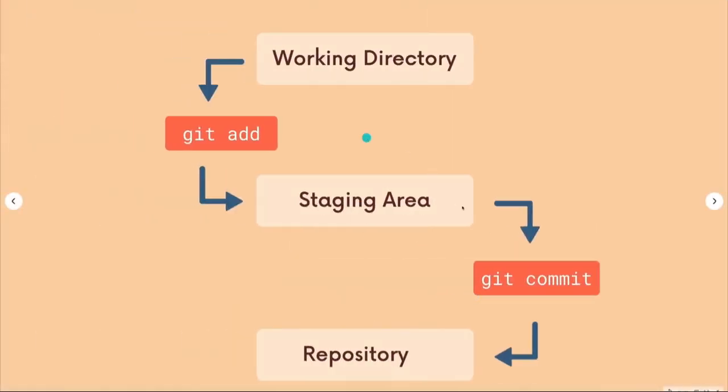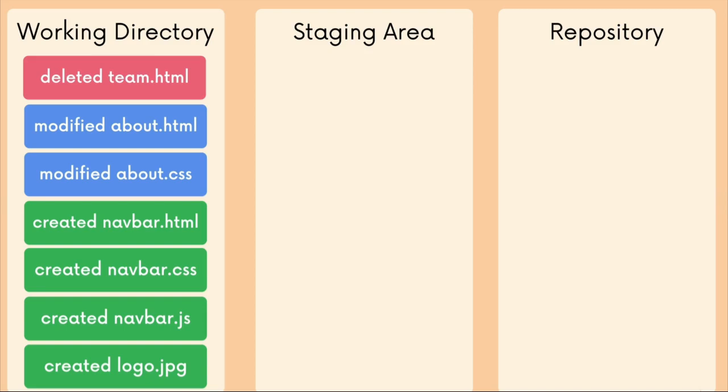And then there's this intermediate thing, this zone, again, not a physical location, the staging area. And this is where we add our changes to before we make a commit. So here's another flavor of diagram. We have those 3 terms, working directory, staging area, and repository. On the left side, in the working directory, you can see a bunch of changes that I've made. So hypothetically, I've been working for a while.